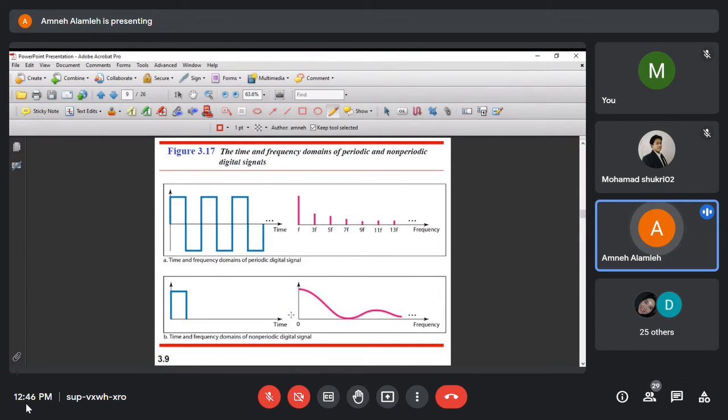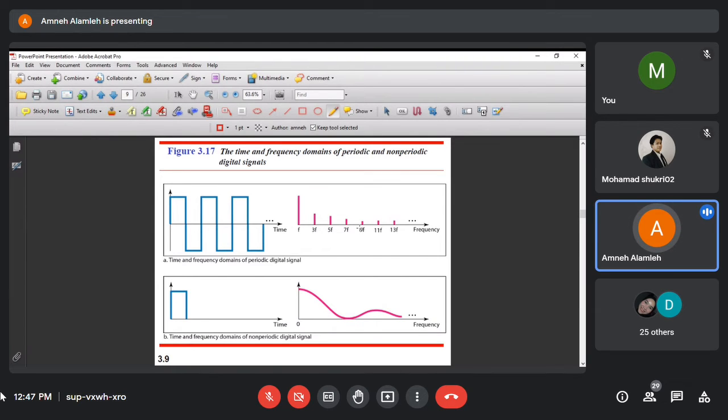As we met before with the analog signals, the time domain and the frequency domain. So now the time domain and frequency domain for periodic and non-periodic digital signals. Time and the frequency domain for periodic is in the first part of the figure. And actually digital signals are rarely periodic. But we can see it like this.